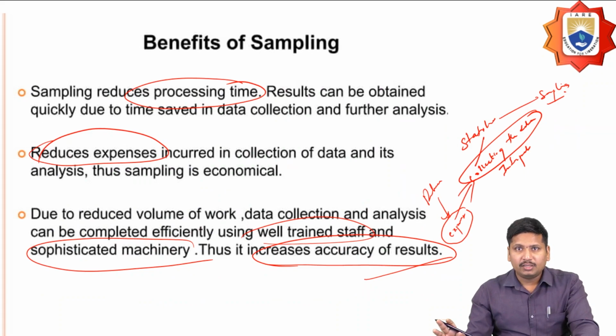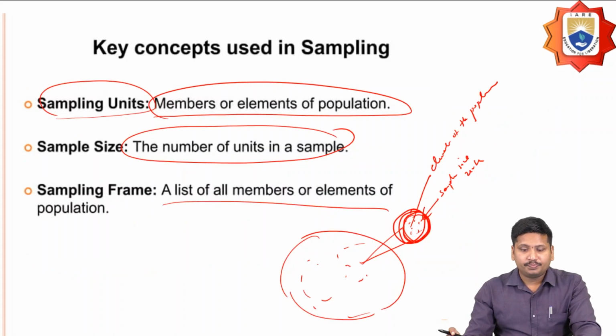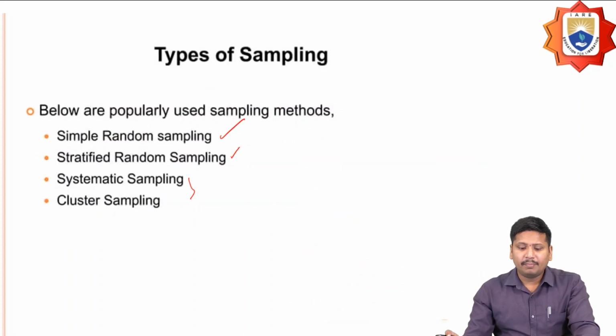And the benefits of sampling are that we can easily reduce the processing time and reduce the expenses, and well-trained staff can be used to improve the accuracy of the results. And next, what are the key concepts used in sampling? Sampling units are the numbers or elements of the population, sampling size is the number of units in a sample, and sampling frame is the list of all numbers or elements of the population. There are different types of sampling: simple random sample, stratified random sample, systematic sampling, and cluster sampling. So these are some of the different types of samplings.